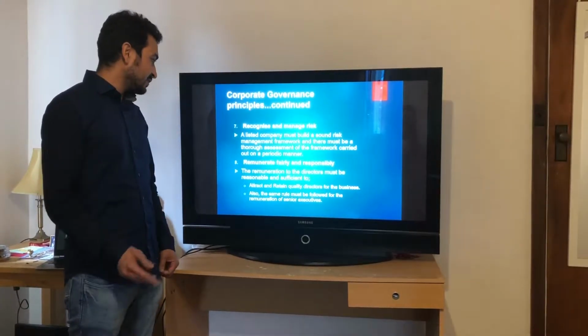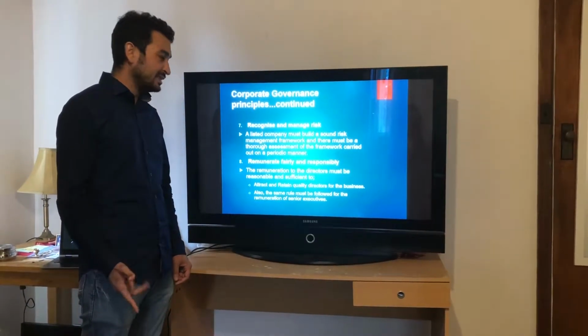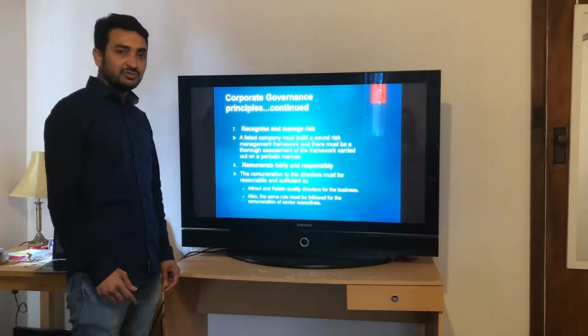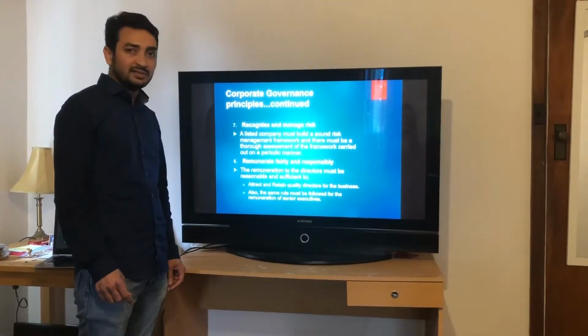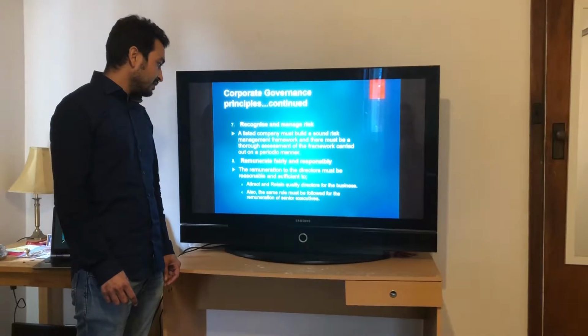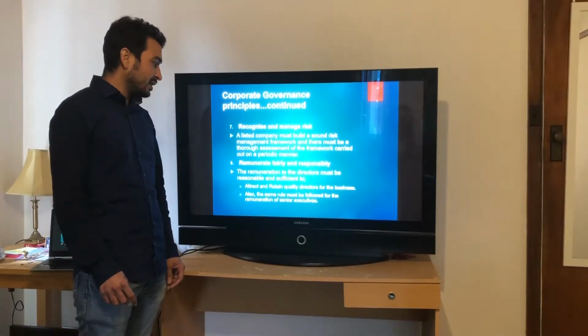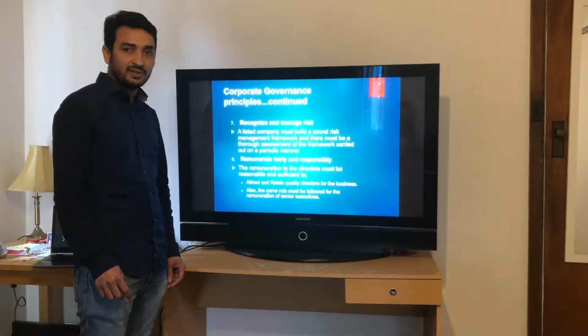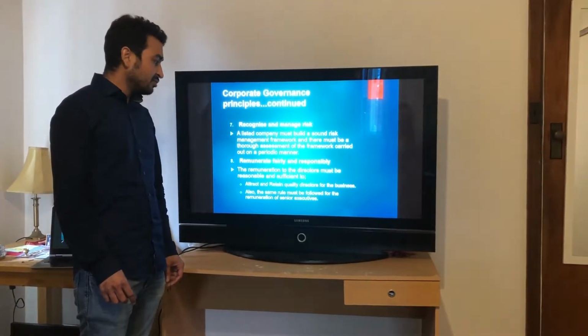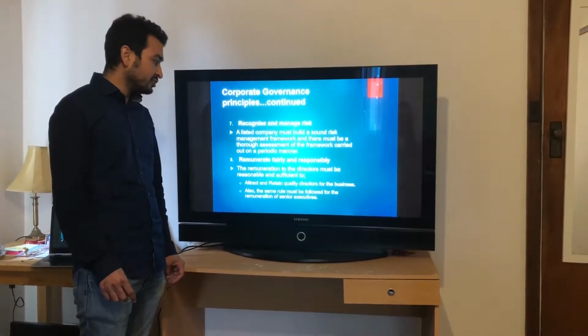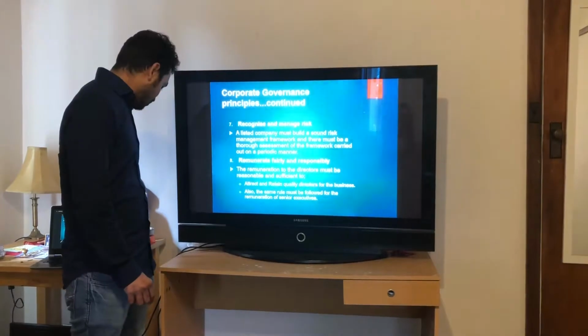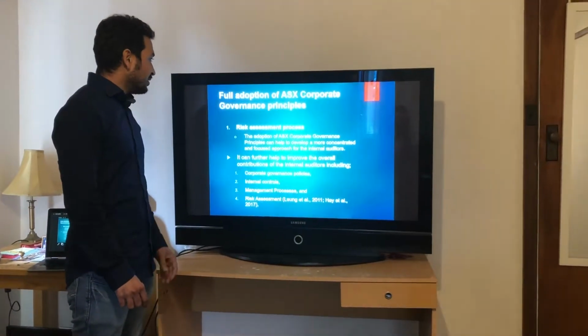Moving towards the next principle, remunerate fairly and responsibly. The remuneration to the directors must be reasonable and sufficient, and there are sub-points as well, to attract and retain quality directors of the business. Also the same rule must be followed for the remuneration of senior executives. Moving toward the next slide.